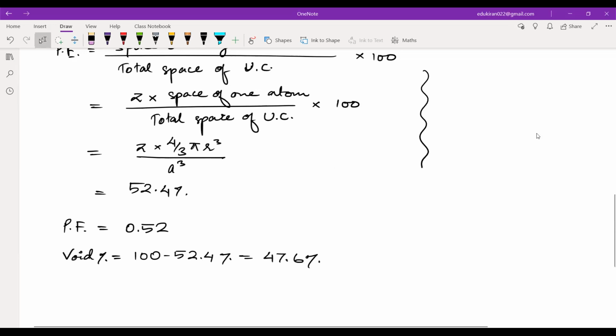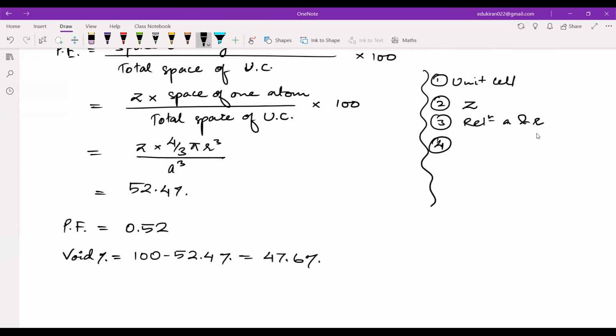So the thing that you have to look in each and every packing and remember is that, first of all, what is the unit cell? Okay, unit cell you have to remember. Secondly, you have to remember what is going to be the Z. Third, the relationship between A and R. Then we have to know the coordination number, right? Fifth is to calculate the packing efficiency, packing fraction, and the void percentage.